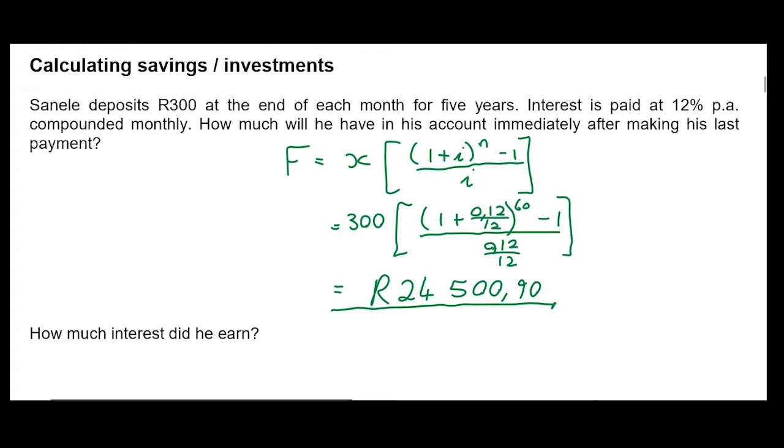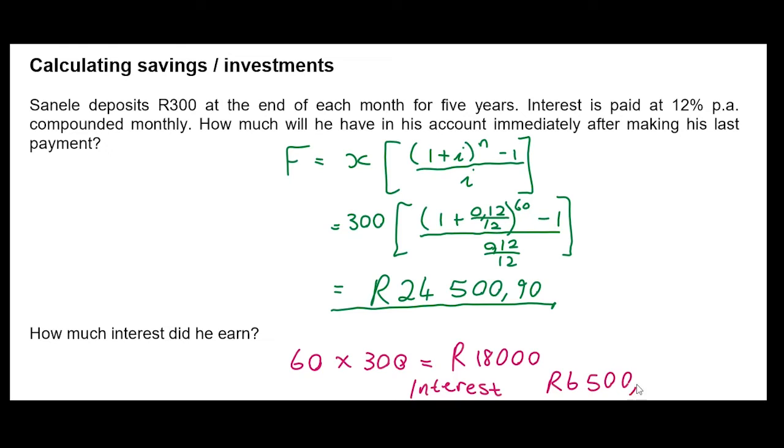Questions often ask us, how much interest did he earn? Well, he made 60 payments of 300 Rand, and that comes to 18,000 Rand. So that's how much he paid in, and the balance of that must be interest. In other words, 24,590 minus 18,000 Rand. So the interest would be 6,590 Rand and 90 cents.